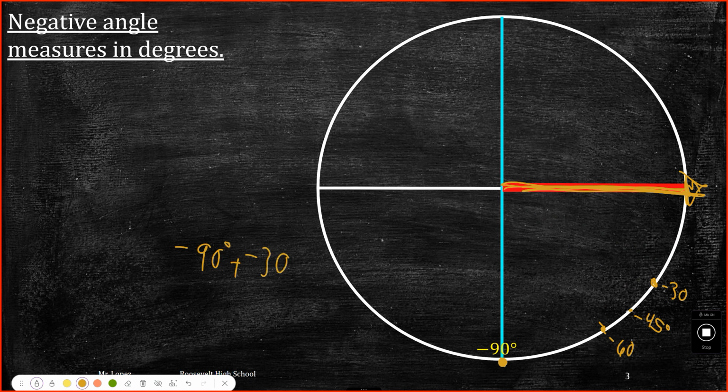What's negative 90 plus negative 30? Negative 120. Then you're doing negative 90 plus negative 45? Negative 135. Negative 90 plus negative 60?